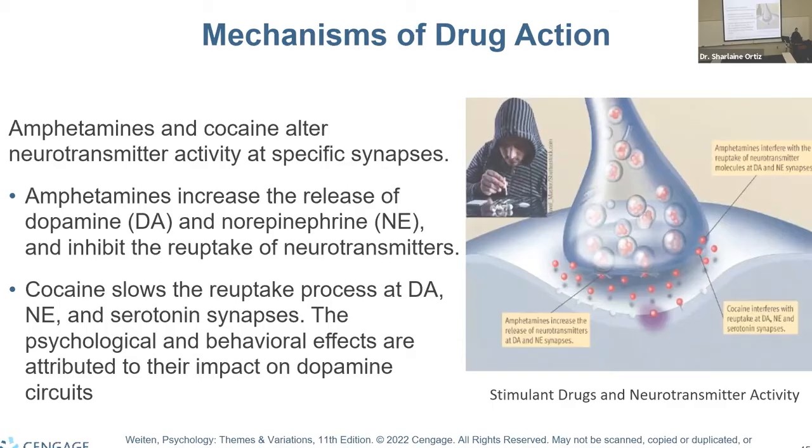Now, there are some mechanisms that could happen and could lead to drug addiction. Let's talk about amphetamines and cocaine.